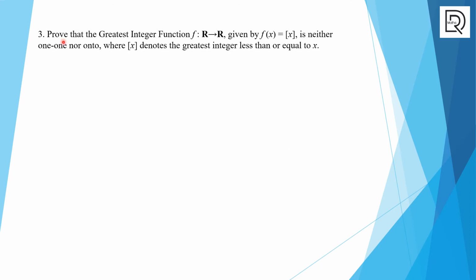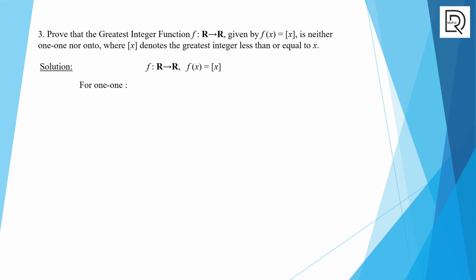So question number 3, prove that the greatest integer function f from R to R given by f of x equal greatest integer function of x is neither 1-1 nor onto, where the greatest integer function denotes the greatest integer less than or equal to x. So here this is our given function.